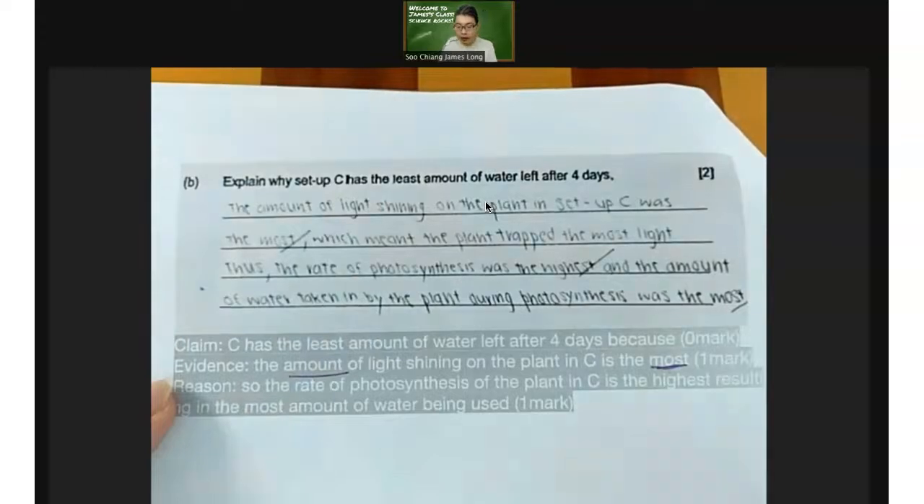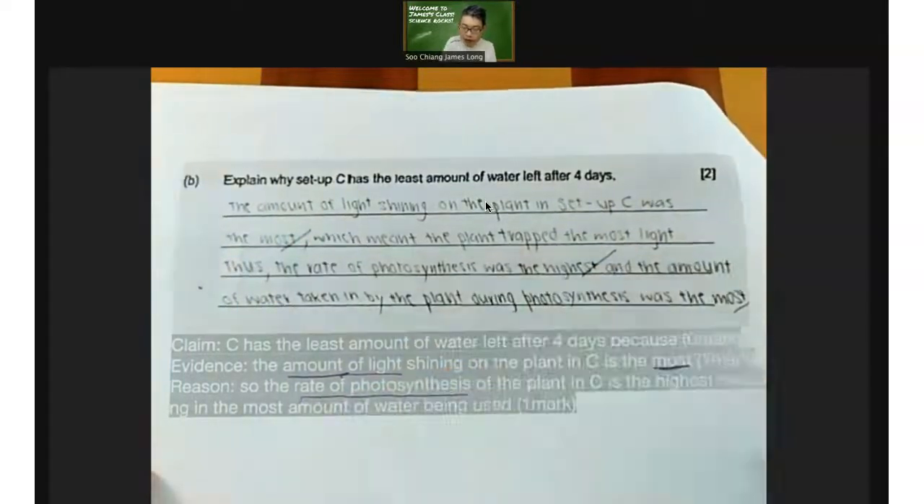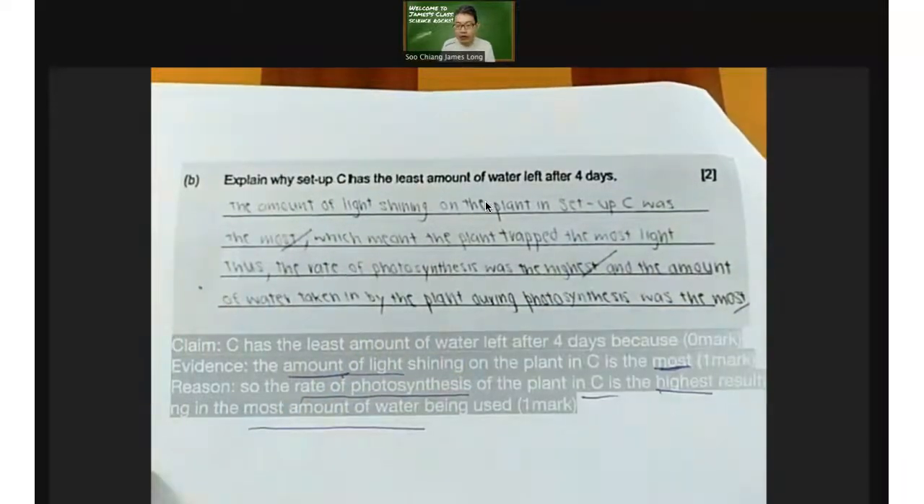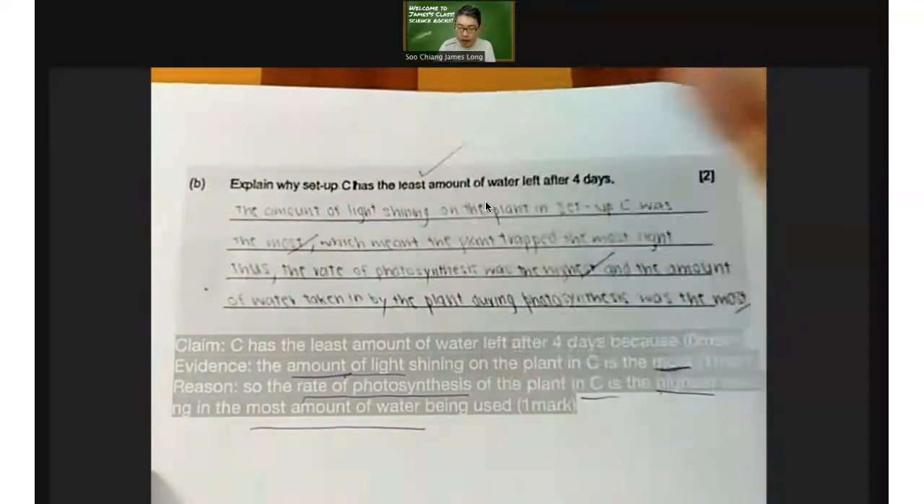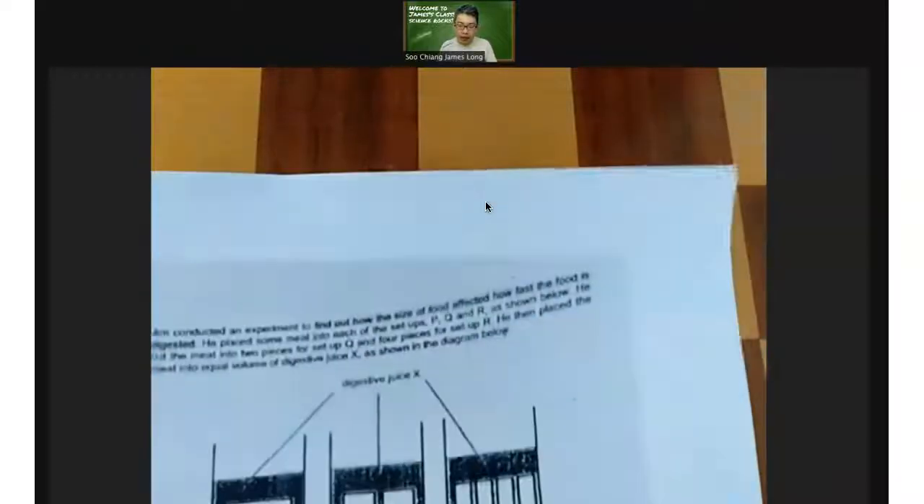But so what if you can tell us the amount of light shining on it is the most? So link back to the reason, which is a science concept, which is rate of photosynthesis is the highest in C. Therefore, most amount of water is being used, resulting in the least amount of water left. So that's how you get your 2 marks for this. Your evidence and your reason. And let's go on to the next question.